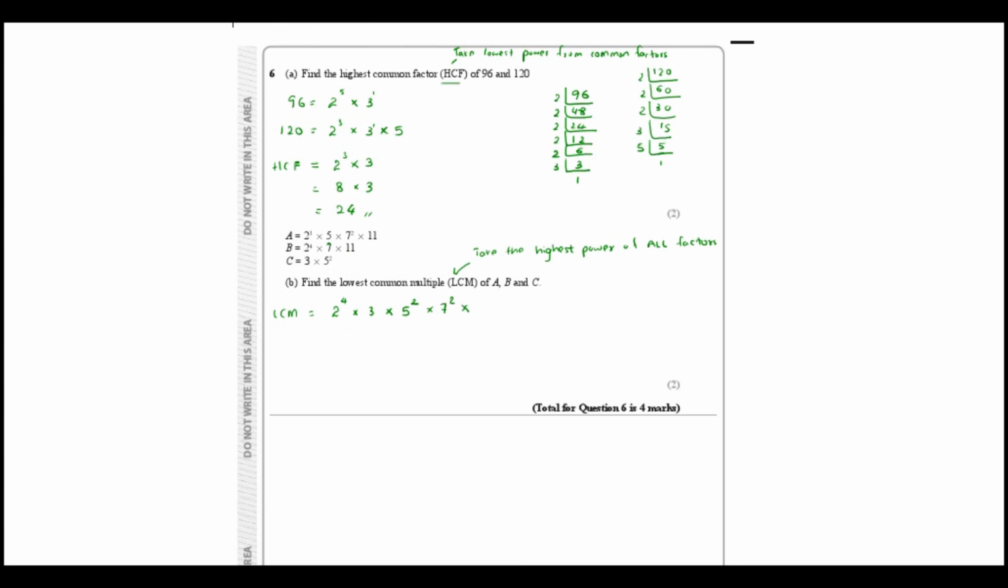Next I have to consider the factor 11. We can see both look the same, so I'll just take 11. Okay, then we can type the value in our calculator: 2 to the power 4 into 3 into 5 to the power 2 into 7 to the power 2 into 11. So our answer is going to be 646,800.